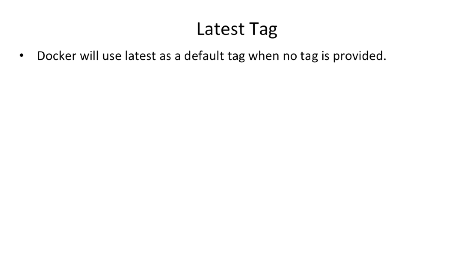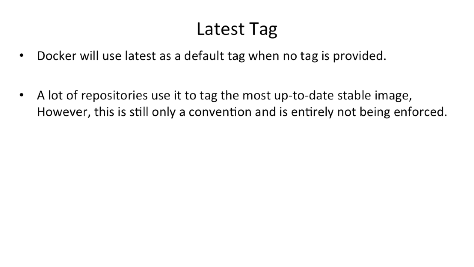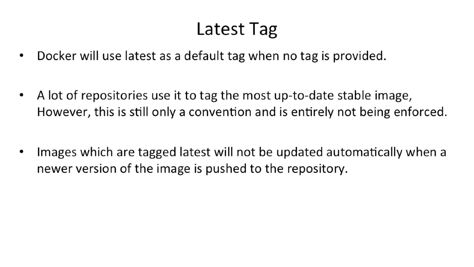Let me explain why. Docker will use latest as a default tag when no tag is provided. But beyond that, the latest tag has no special meaning. A lot of repositories use it to tag the most up-to-date stable image. However, this is still only a convention, and it's not being enforced. Images which are tagged latest will not be updated automatically when a newer version of the image is pushed to the repository. If you're shipping Docker images to a production environment, you should just ignore the latest tag. Don't use it, don't be tempted by it.